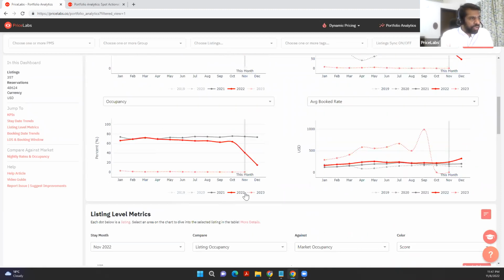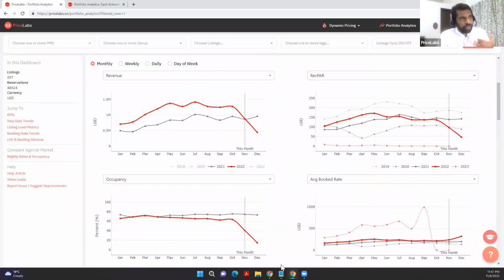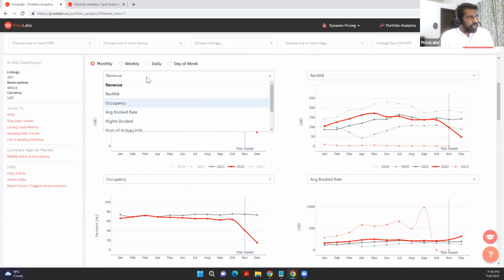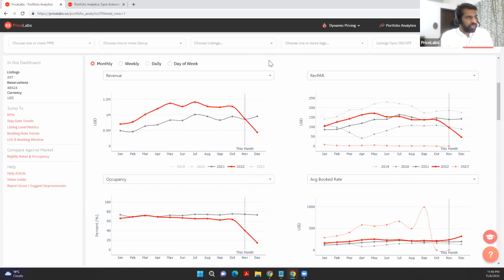Similarly, if I compare occupancies here, I can see my occupancies were in a similar range, but in 2022, my occupancies are lower. This is dummy data, but hopefully with this you can get more insights about your business. If you click this, there are a bunch of different metrics that you can see. We've created this view so that you can compare a bunch of metrics together.